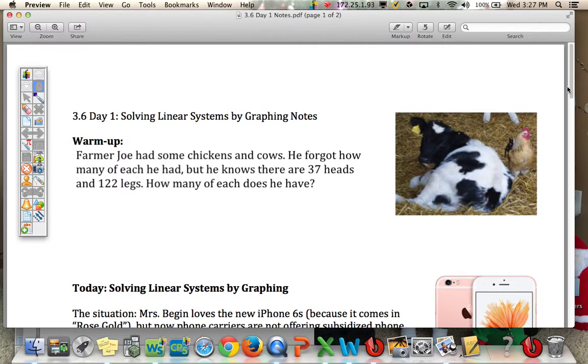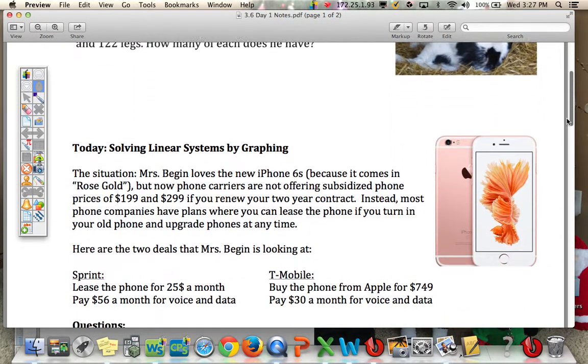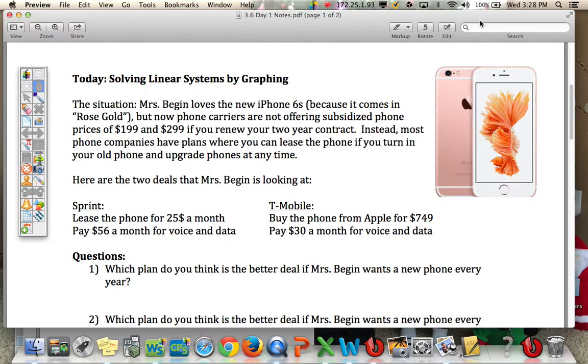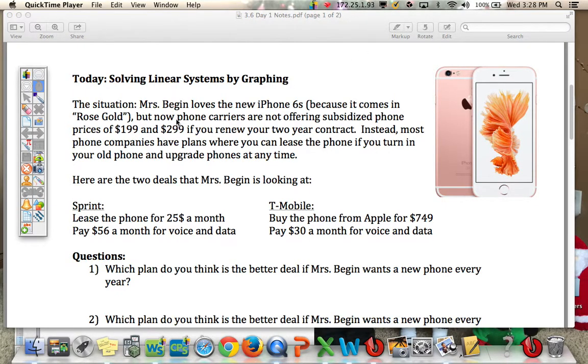But we're going to look at one main problem today and also tomorrow as well. So again, we're trying to solve linear systems by graphing. Here's the situation. Mrs. Bajan loves the new iPhone 6s because it comes in rose gold. But now phone carriers are not offering subsidized phone prices of $199 and $299 if you renew your 2-year contract like they used to. Instead, most phone companies have plans where you can lease the phone if you turn in your old phone and upgrade phones at any time.